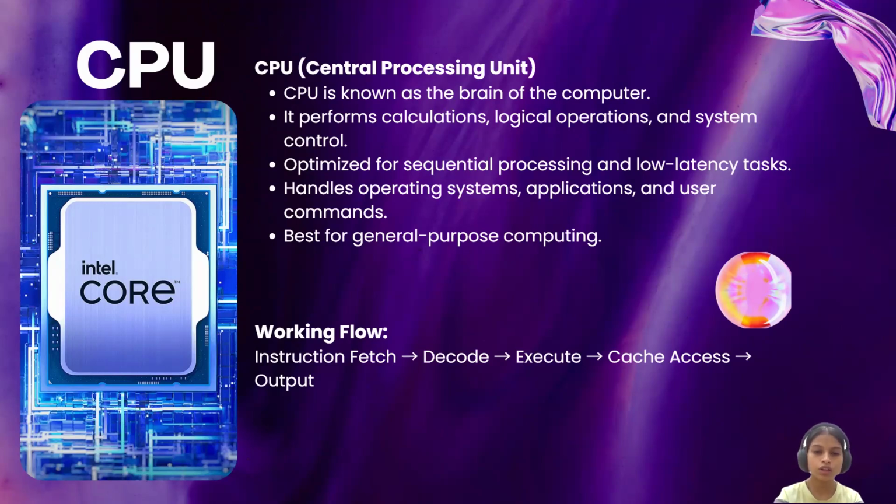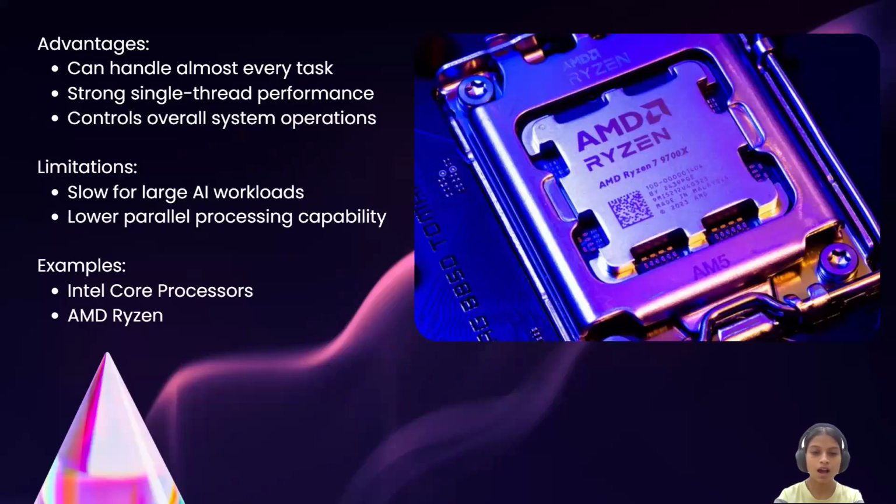If we talk about its working, it goes: instruction fetch, then decode, then execute, then cache access, and then output. Its advantages are it can handle almost every task, it has strong single thread performance, and it controls overall system operations. Its limitations are it is slow for large AI workloads and has lower parallel processing capability. Examples of CPUs are Intel Core processors and AMD Ryzen.